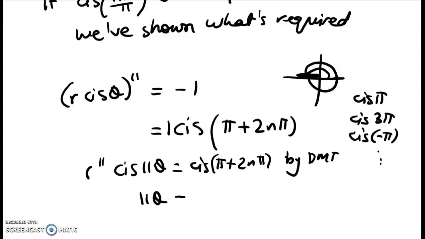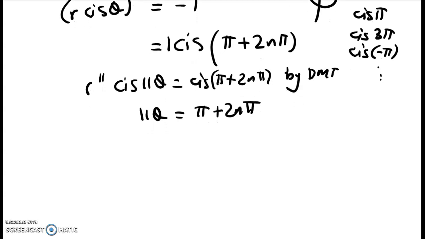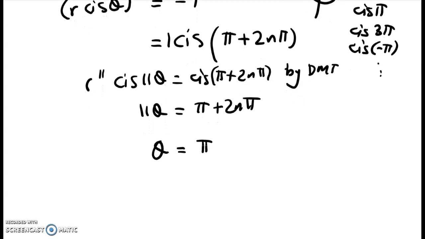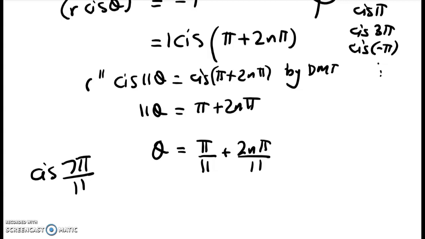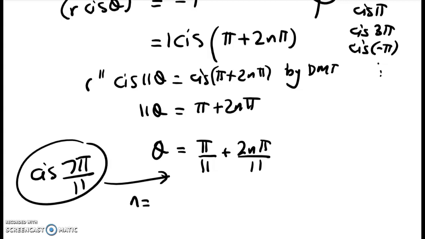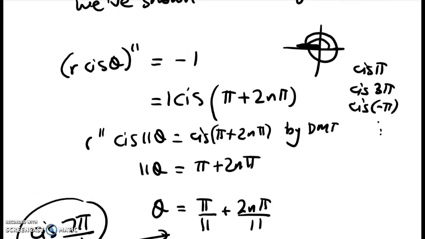So 11 theta is equal to pi plus 2n pi. Now we're told not to find all the solutions, so we can straight away go to this. Theta is equal to pi over 11 plus 2n pi over 11. To generate cis of 7 pi over 11, all I have to do is to chuck the right value of n in. So when n is equal to, I've done something wrong in here, haven't I? I've missed a negative sign. Yep, there should be a negative there. Sorry guys, late at night, not enough coffee.